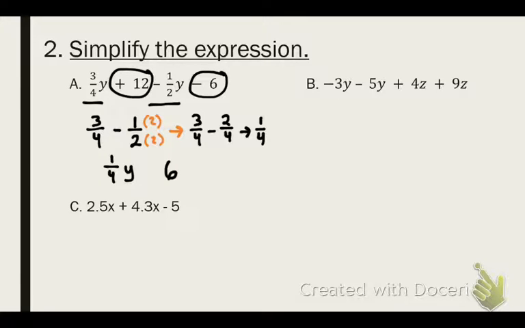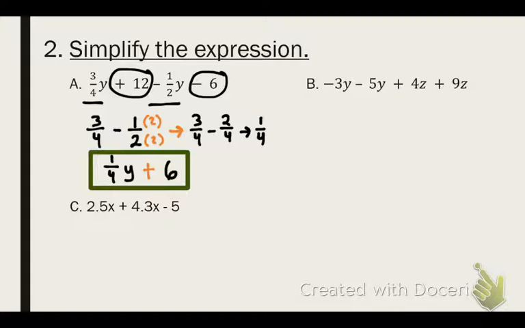In between every single one of our terms, you have to tell me whether you're adding them or subtracting them. In this case, since it was a positive 6, that means that I am adding them. So the final answer is 1/4 y plus 6. Why can I not combine those two terms together? They're not like terms. Okay, it's not in the y family. One is a constant, one is the y family. So I can't combine them unless they're in the same family. Let's go to the next one.